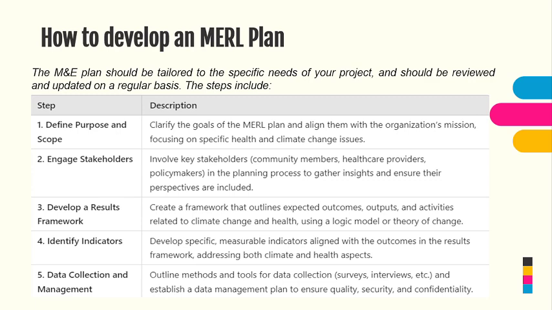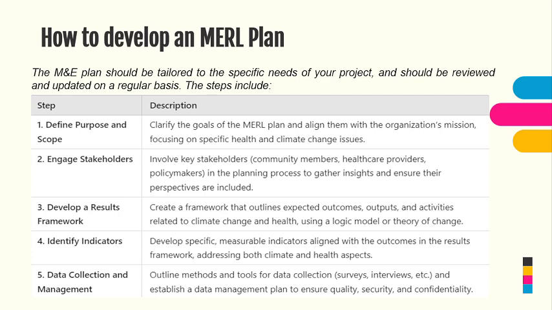The other thing is develop a results framework. You can either develop a theory of change, a logical framework, a logic model, whichever you want to. You can develop all, but one is okay, two is okay. But you must develop either a theory of change or logical framework that is going to speak to your project, right? Is it climate, is it health, depending on that project. The other thing is identify indicators. You need to develop specific, measurable indicators that are aligned with the outcomes in the results framework or that are addressing whichever project you're focusing on.